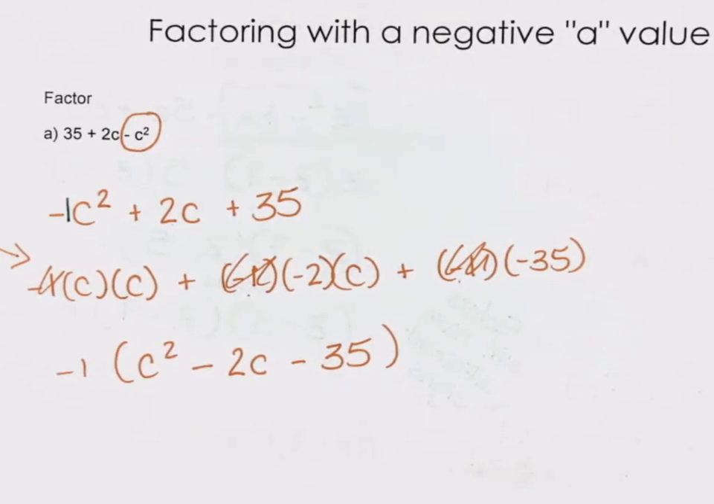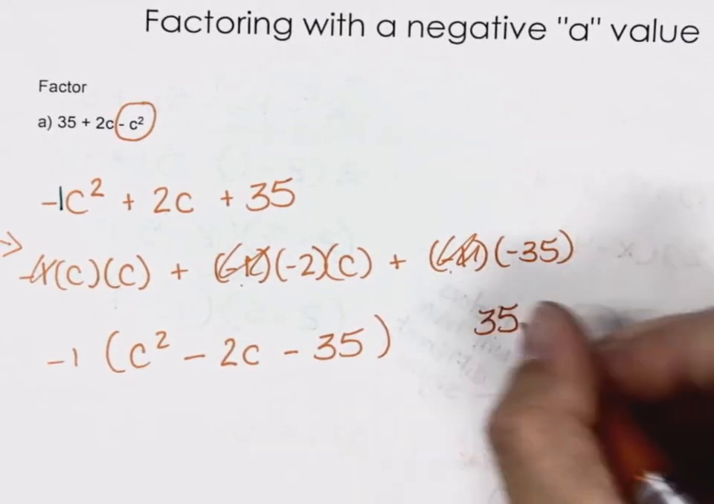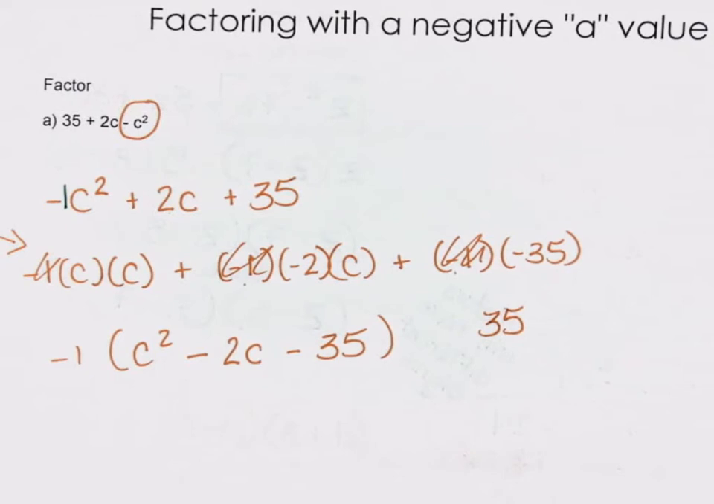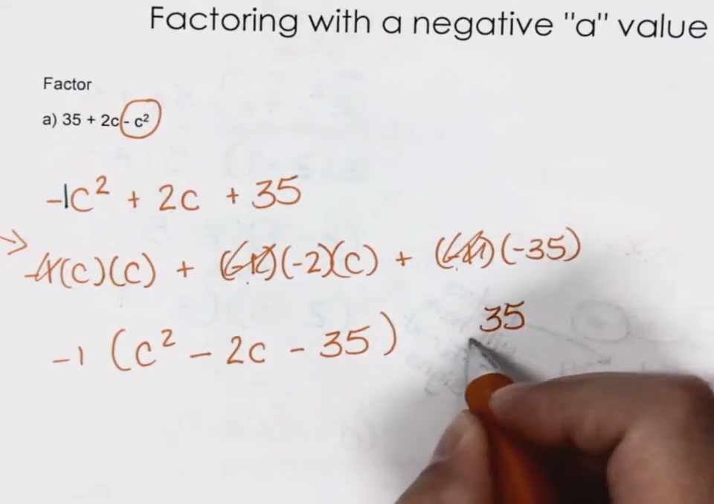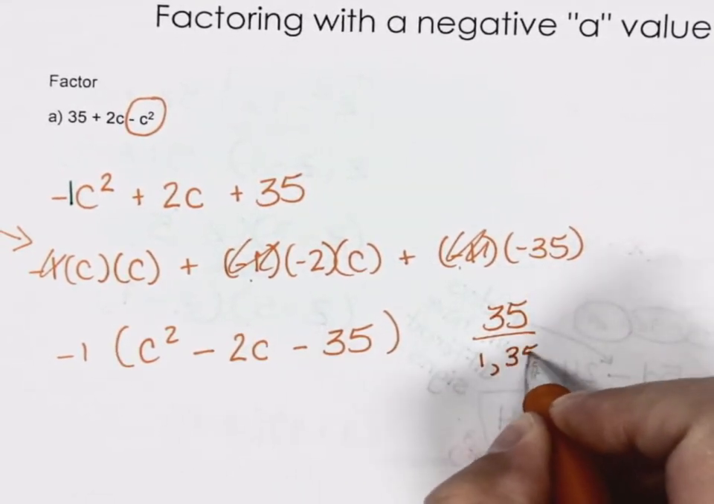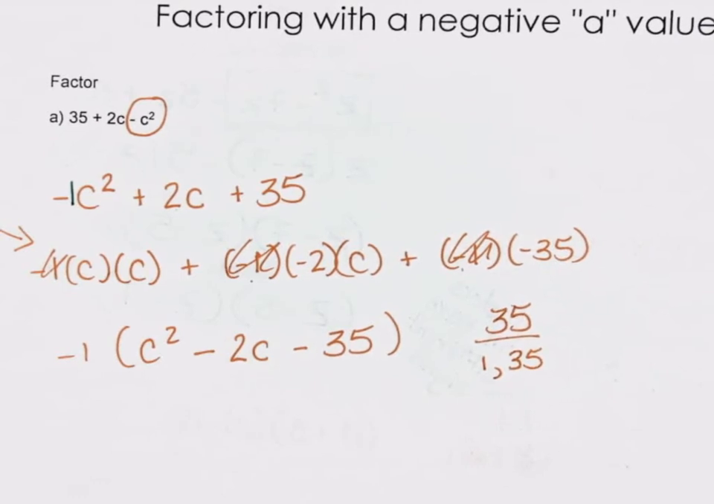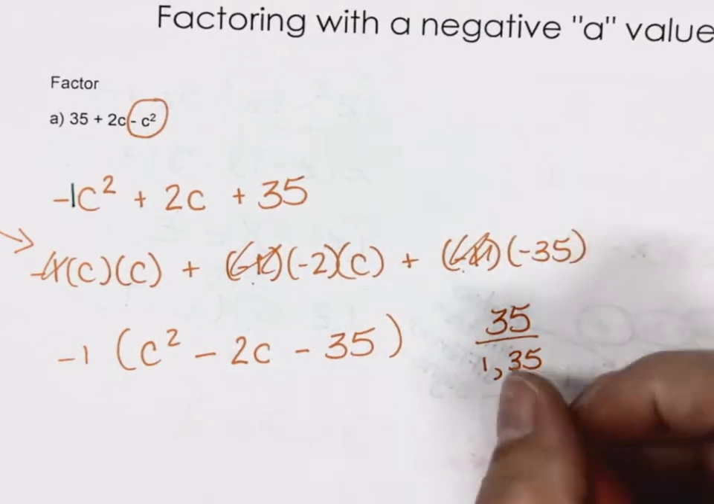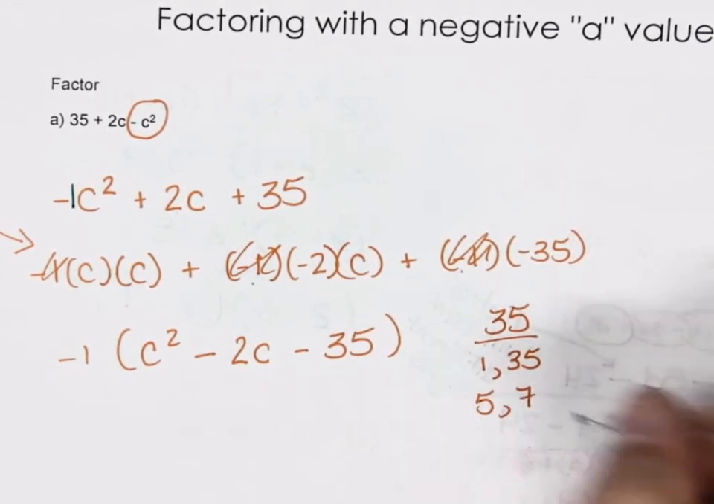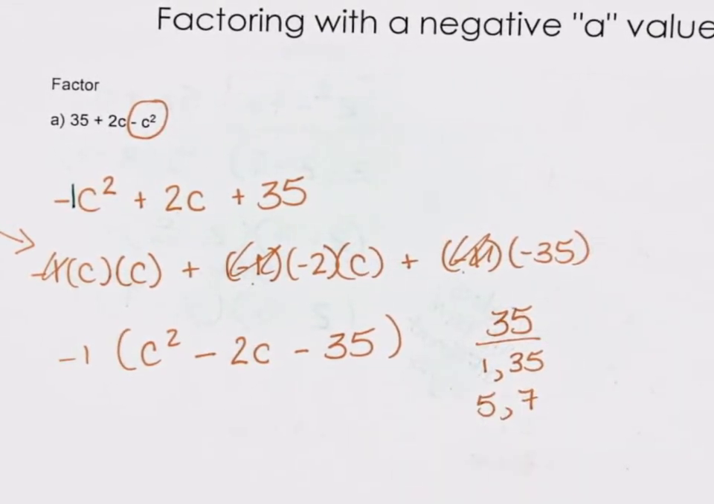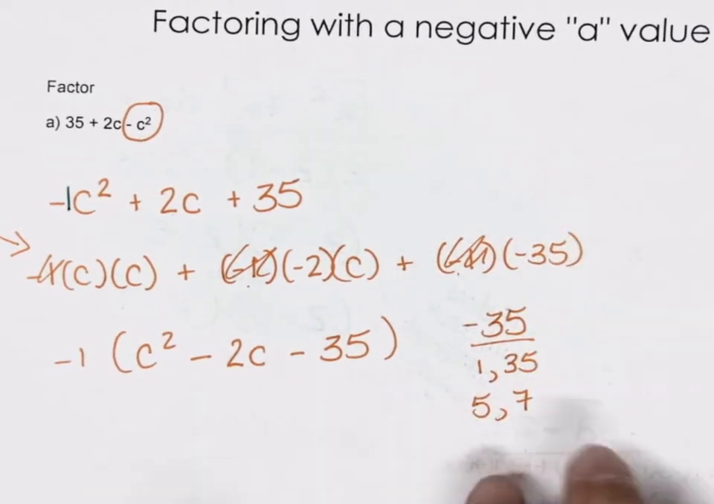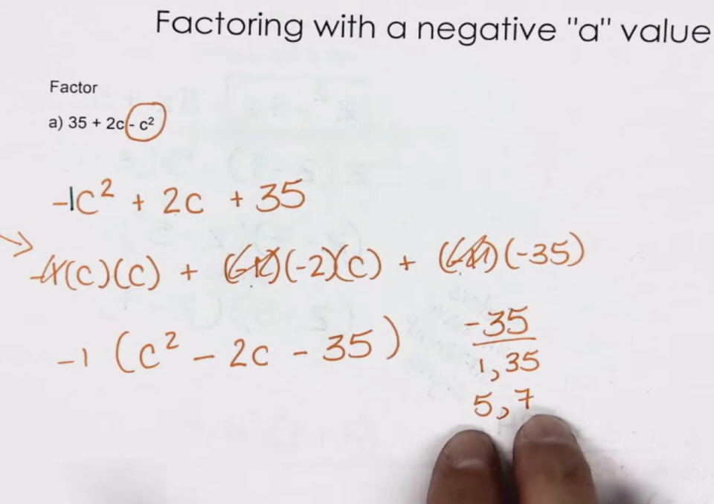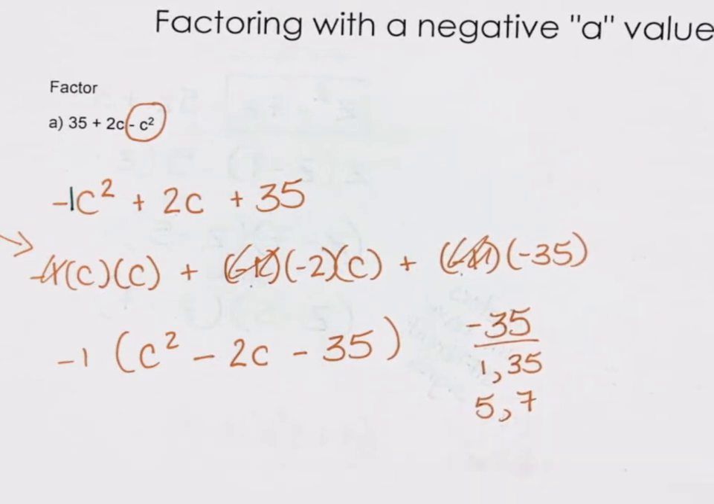Can we factor it? What are the factors of 35? Let me do the first one for you. There you go, 1 and 35. 5 and 7. What kind of 35 was it? Was it a positive or a negative? Negative. So what are we doing to these? We're subtracting them, right? Because one's got to be positive, one's got to be negative.